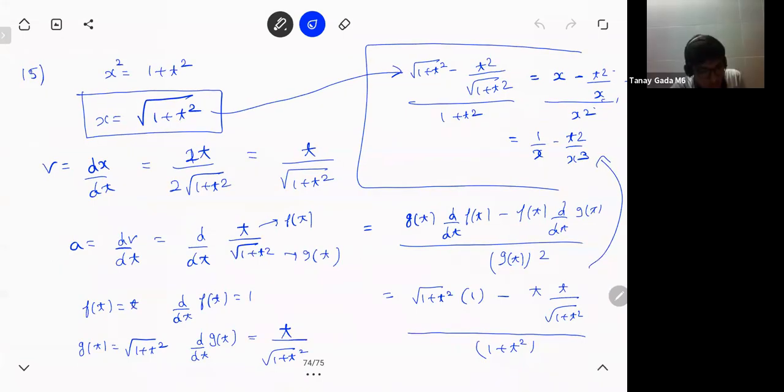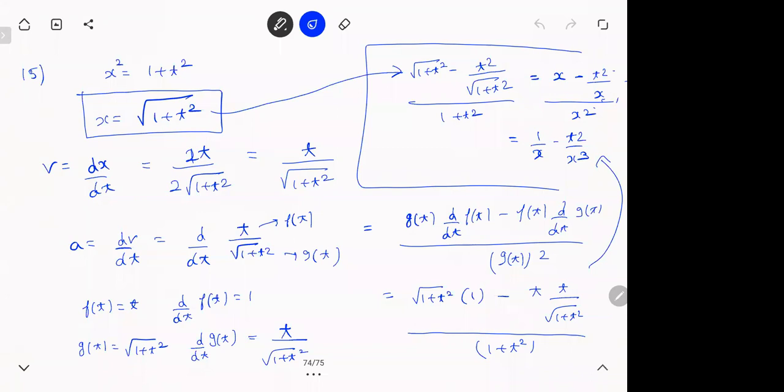7th. Sir, 14th one. 7th one. First do dy by d theta, do dx by d theta, and then divide. You'll get the answer.